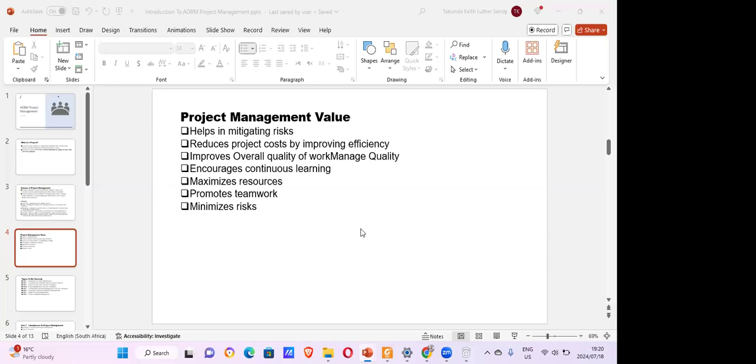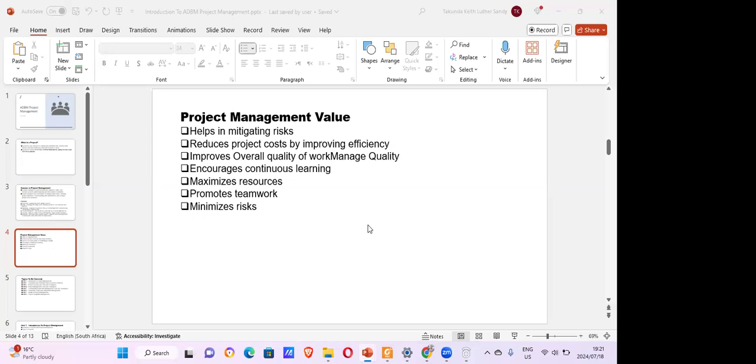Another benefit is that it reduces project costs by improving efficiency. So when you use project management, you are going to reduce the costs that you're going to incur on your project, because you'll be having structured processes. You'll be having processes that are following a specified direction. You are not just doing things, just taking things and coming up with something. You are doing things in a specified manner, in a structured manner, all right?